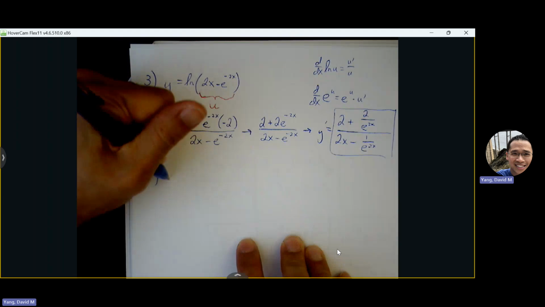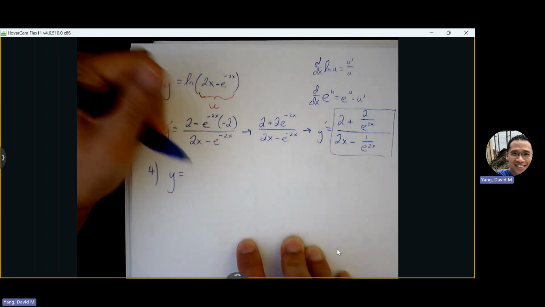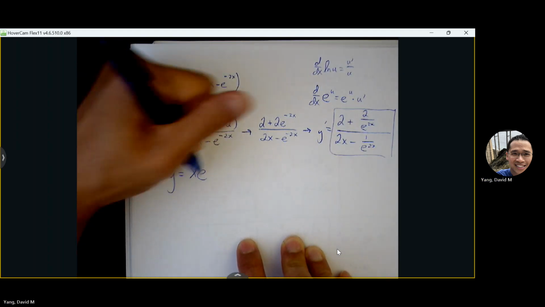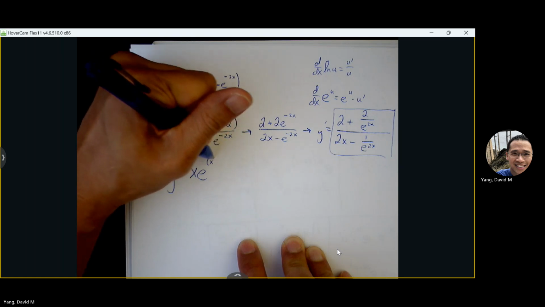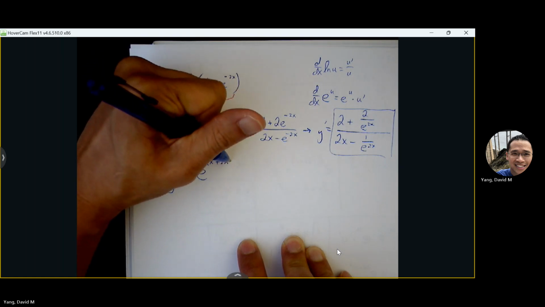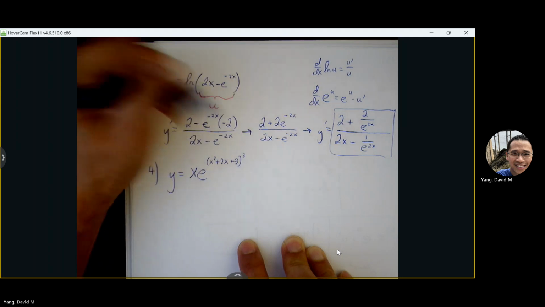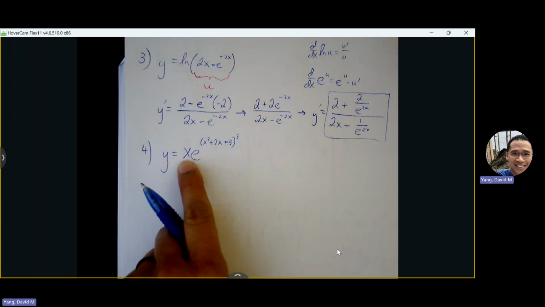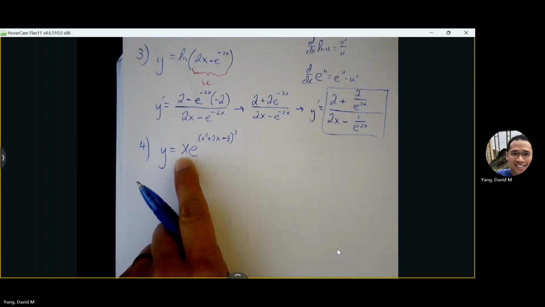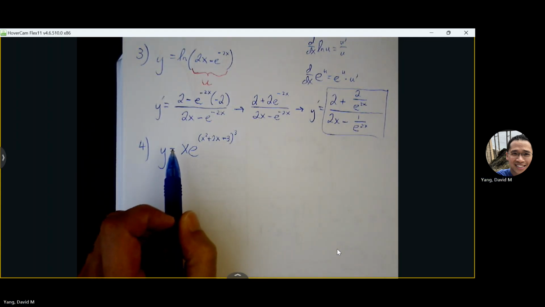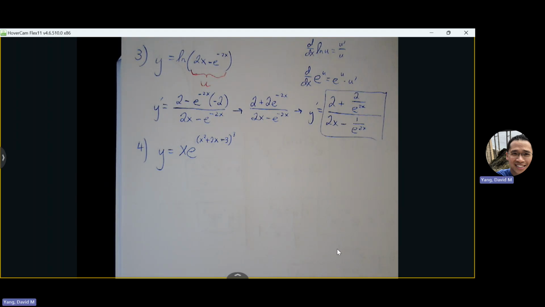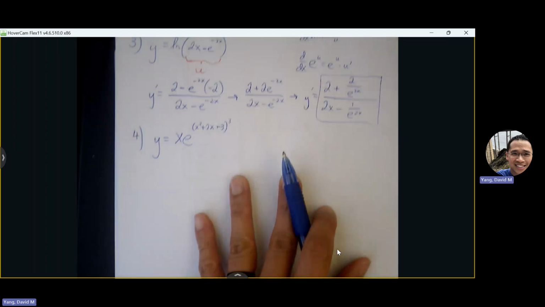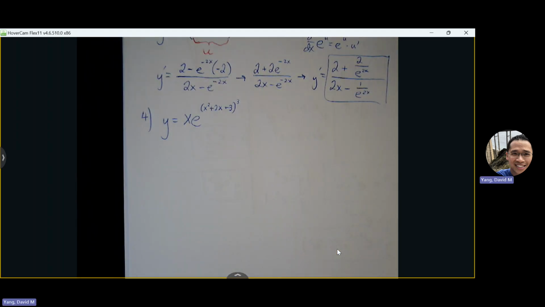Okay, we're going to combine more and more rules here. Number 4. So we have e to the u, definitely. There's also an x in front. We want to find the derivative. What rule do you see besides e to the u and power rule? Do you see anything larger that we have to make sure we include as part of the process?